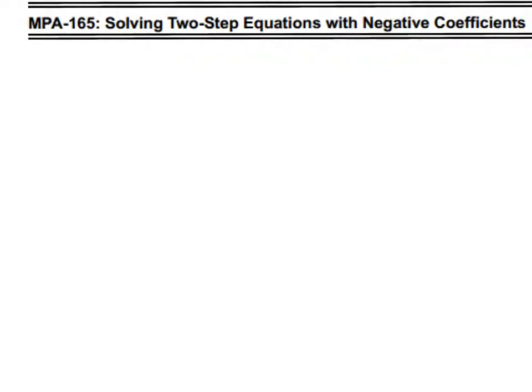Okay, this section is solving two-step equations with negative coefficients. And if you're afraid of the negative coefficients, remember you can use your calculator. The goal when we're solving an equation is to get the variable by itself. So to get rid of that 8, I'm going to subtract 8 from both sides of the equation.